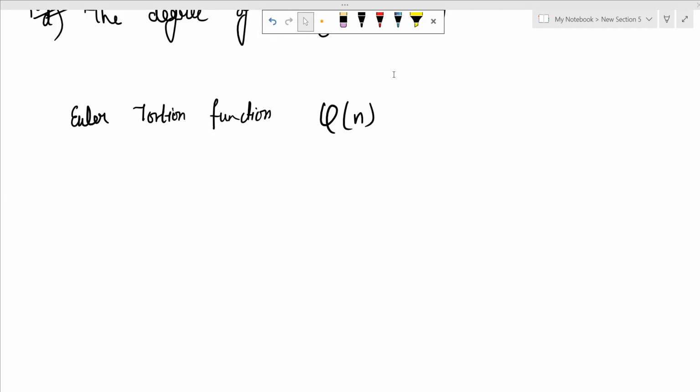Euler, first factorize. Okay. Let me factorize. So write n as a product of p1 to the power alpha 1, p2 to the power alpha 2, and so on, pr to the power alpha r. This you can always do for any number. You can write it as its prime decomposition, right? So this is the thing where the pi are primes.